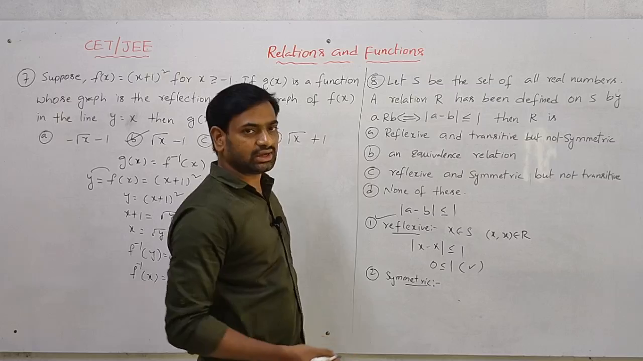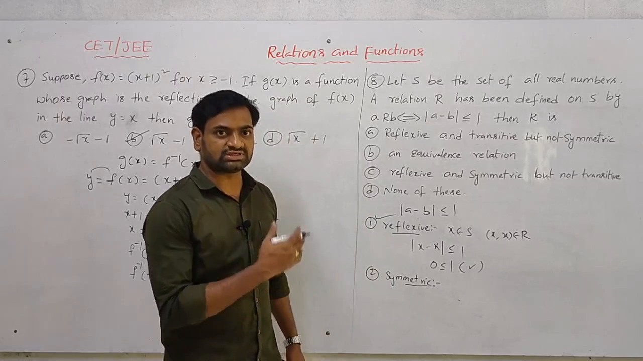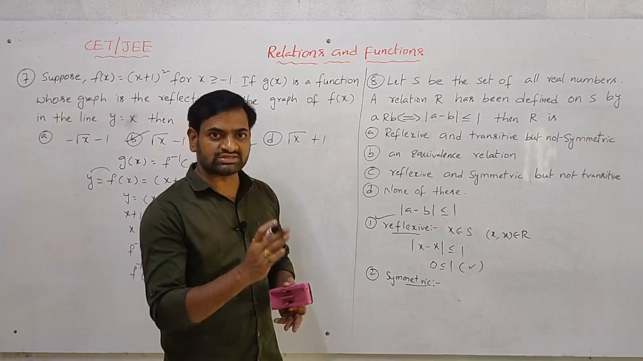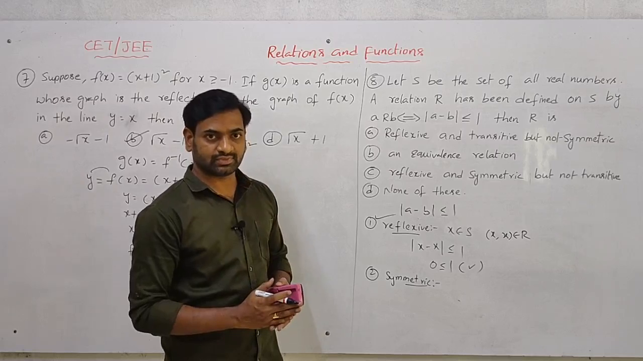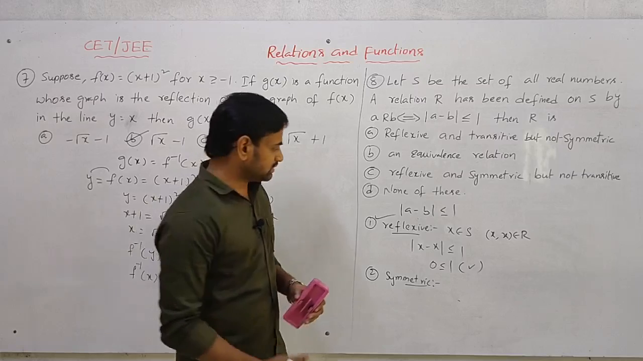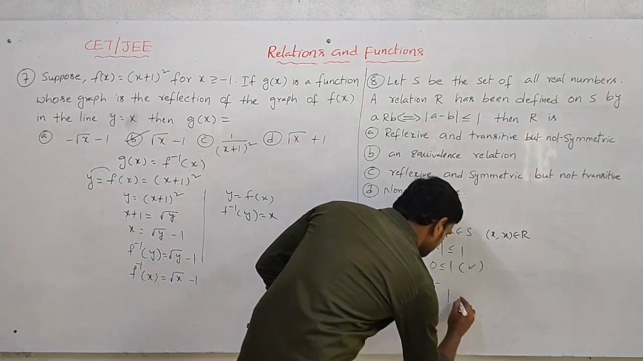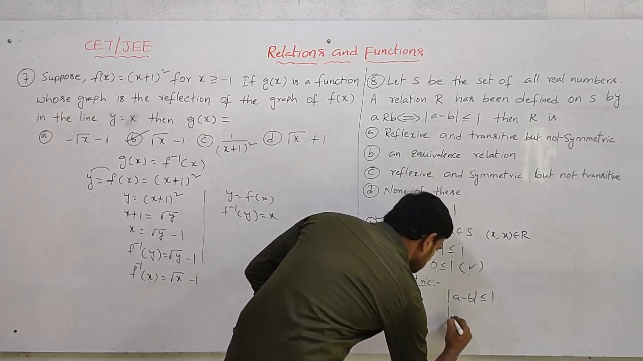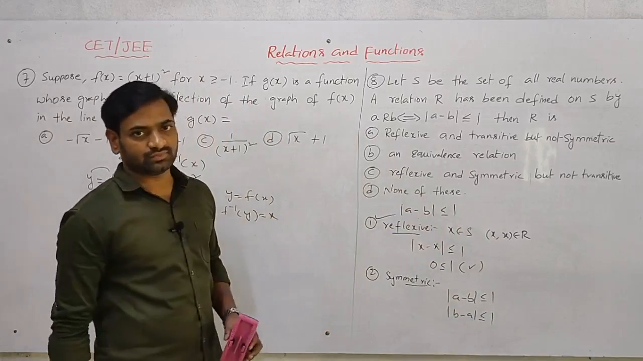Symmetric. For the symmetric, I told previously, in place of A substitute B, and in place of B substitute A. Interchange the terms. If the equation remains the same, then it is symmetric. So now here, the original equation is mod of A minus B less than or equal to 1. Now I am changing the terms, that is mod of B minus A less than or equal to 1. Both are same.